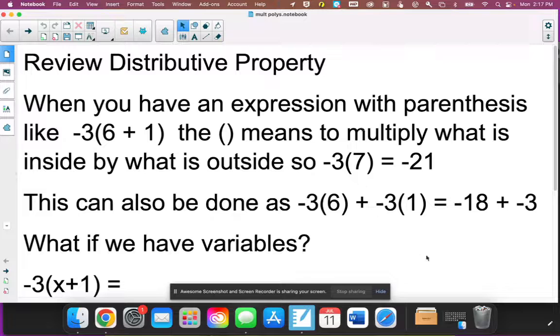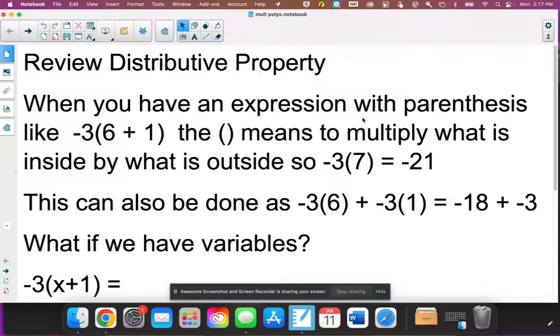All right, so we're going to go ahead and review distributive properties so that we can get ready to multiply polynomials. Okay, so we've added and subtracted them, we've named them, we've described them, we've done all that. So we need to review so that we can go ahead and multiply them.